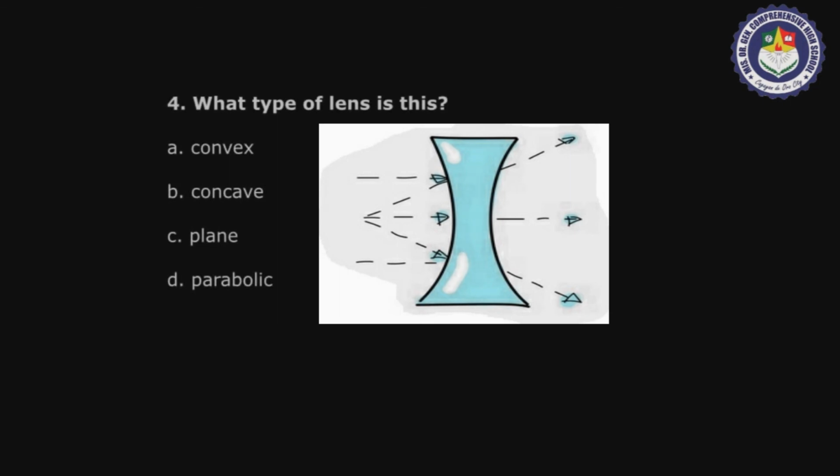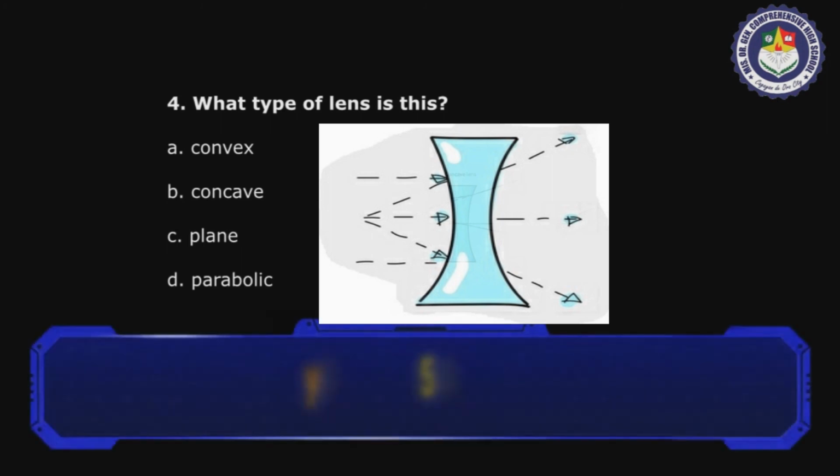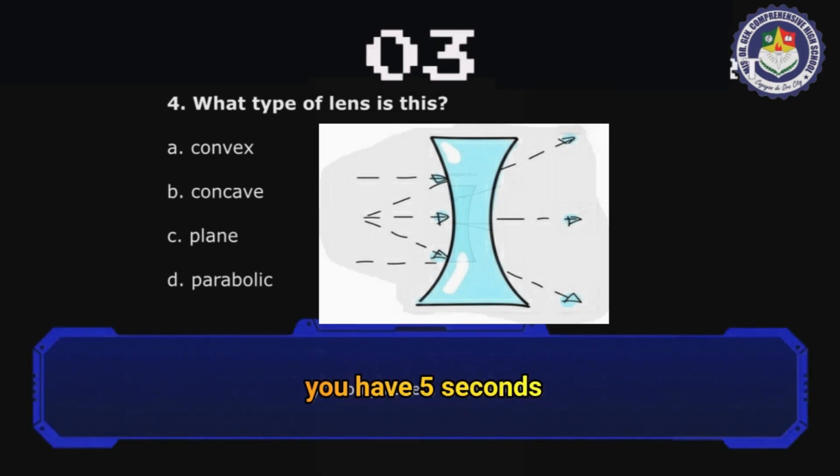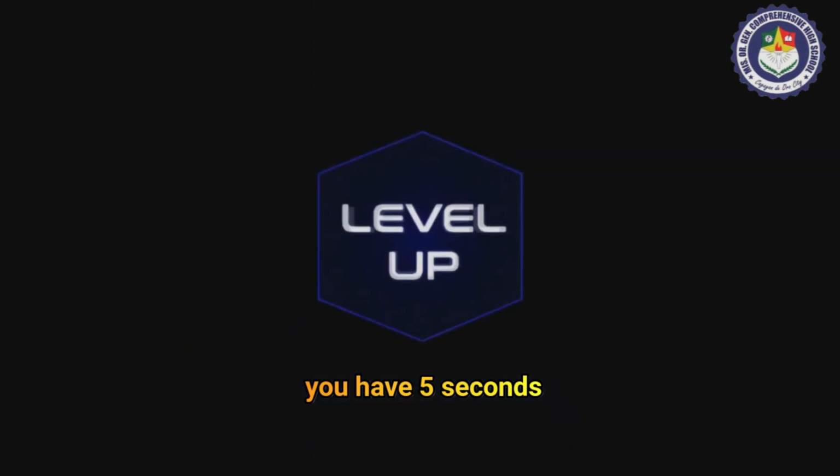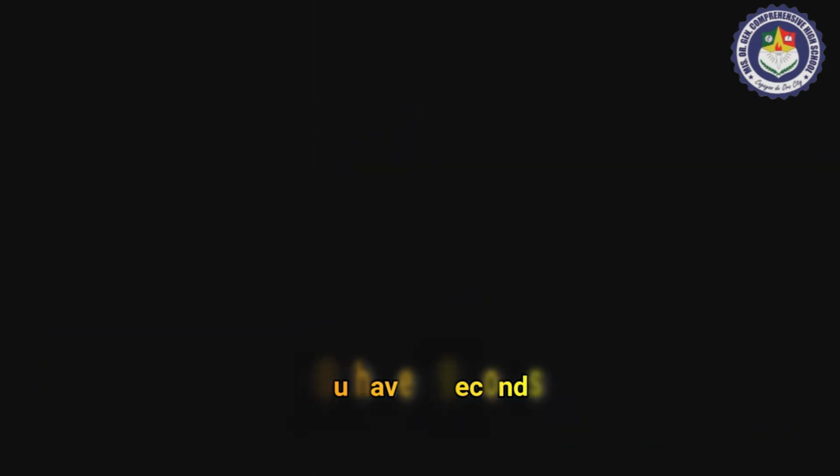Question number 4. What type of lens is this? A. Convex, B. Concave, C. Plane, D. Parabolic. The correct answer is B.